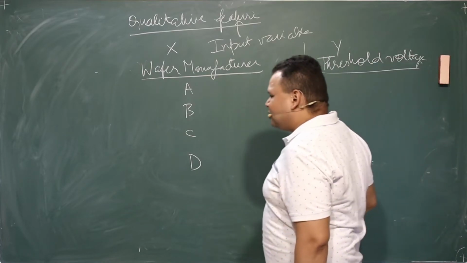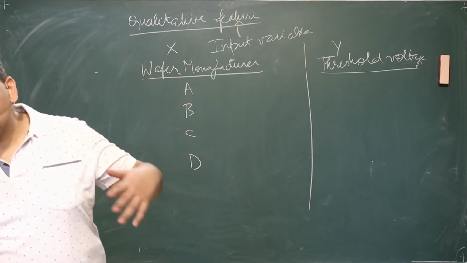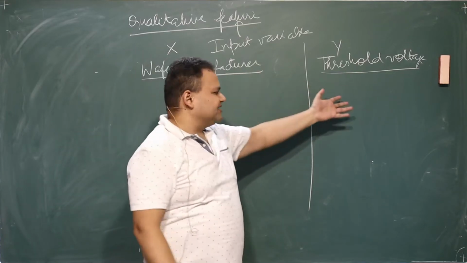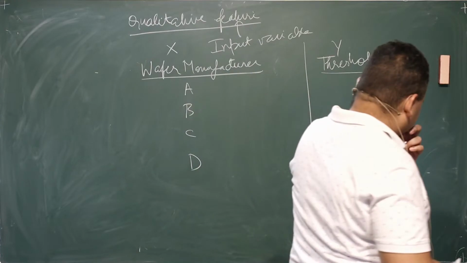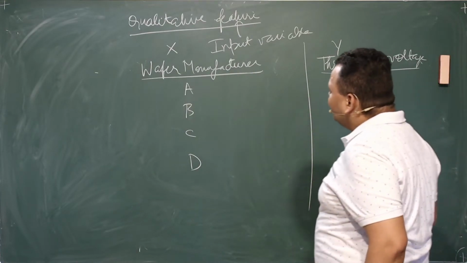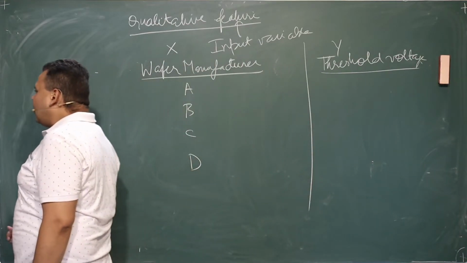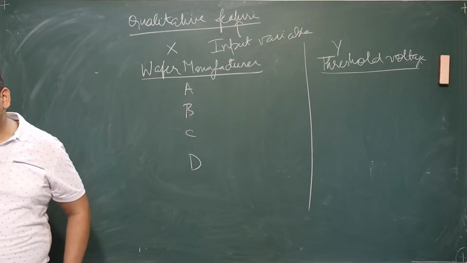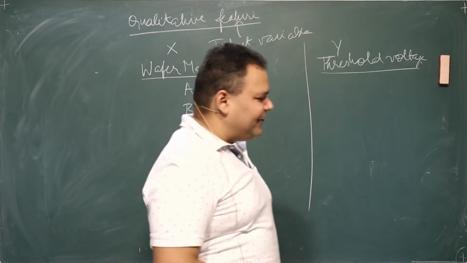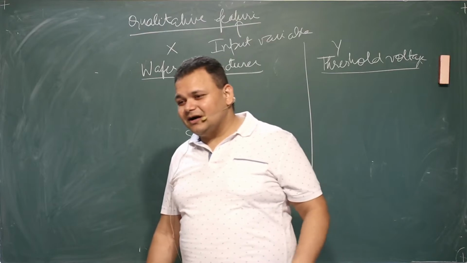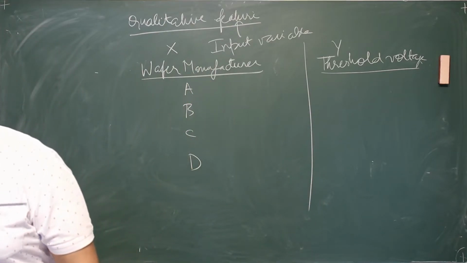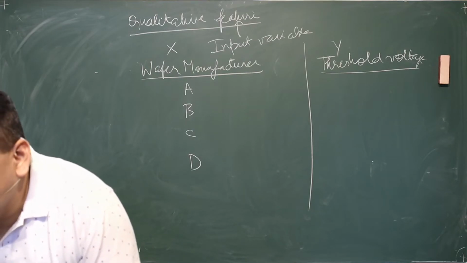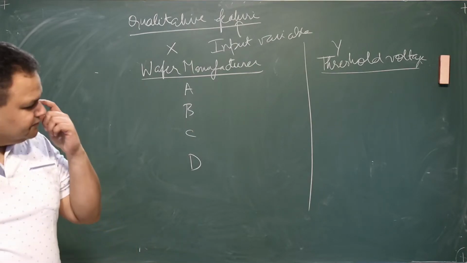I'm trying to see if there is a relation between the wafer manufacturer and the threshold voltage of the transistors that we are making. So what would you do in this case? What do you apply? Do you apply a classification or do you apply regression? Please do not answer, I'll ask somebody. Vipul, what will you apply?